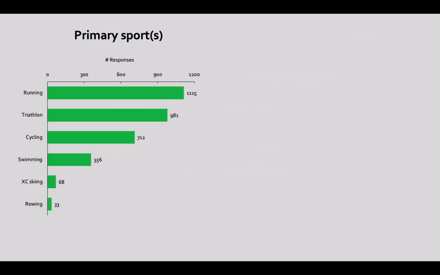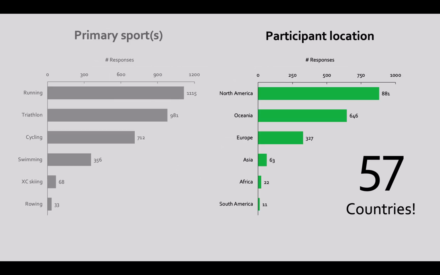As far as the primary sport, people could select more than one. So running, triathlon, cycling, swimming were the most popular, as well as cross-country skiing and rowing. There was a few others that had less than 10 or 15 responses each. The location of people was also something that just blew my mind. We had people from 57 different countries answer the survey, mostly from North America and Australia and New Zealand, but really spread around the world.